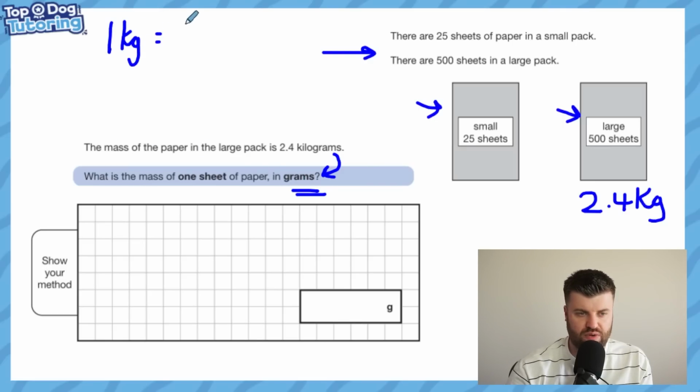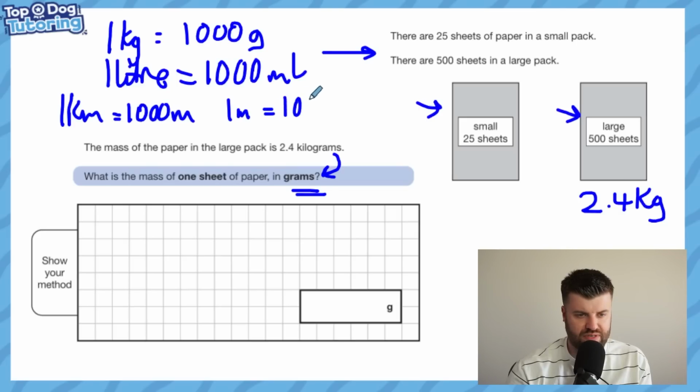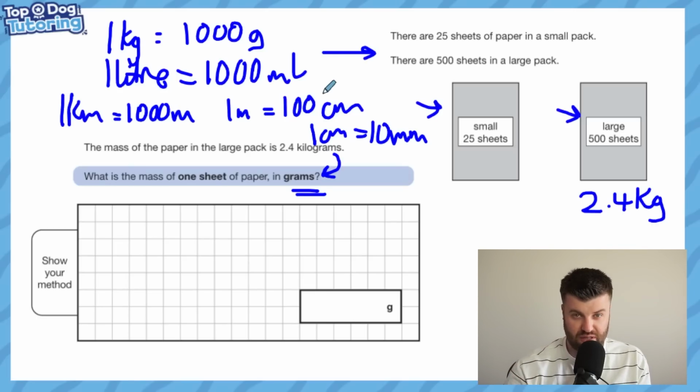1 kilogram is equivalent to 1,000 grams. You also need to know that 1 liter is equivalent to 1,000 milliliters. And then there's a whole range with the metric system for distance that you need to know as well. So if we have 1 kilometer is 1,000 meters, we need to know that 1 meter is 100 centimeters, and we need to know that 1 centimeter is 10 millimeters. These are facts we need to know, okay? Because there will be questions that rely on you knowing them. So that's something you need to learn before you sit the SATs papers.